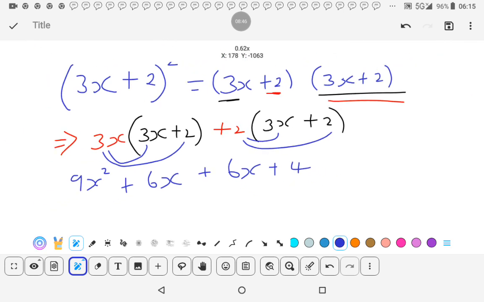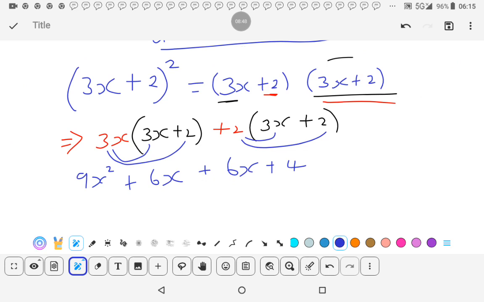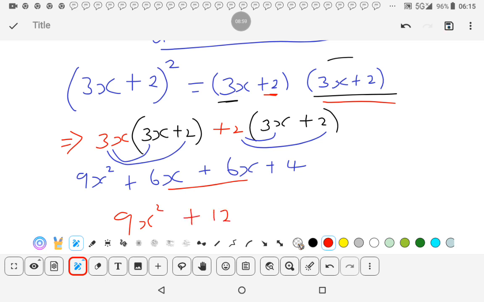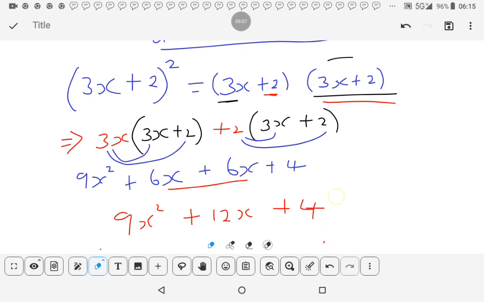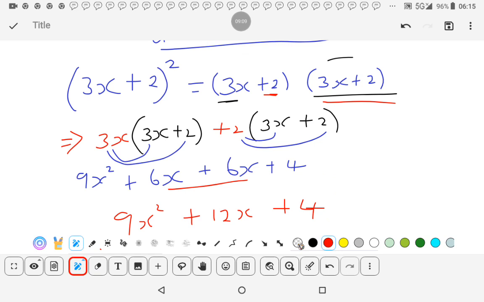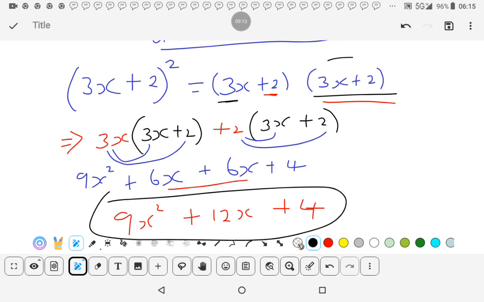So you now simplify it further, because you can add the two numbers at the middle. You have 9x squared. 6x plus 6x will give you 12x plus 4, and you're done expanding. This is the expanded form of (3x + 2) squared. That is how you expand it.